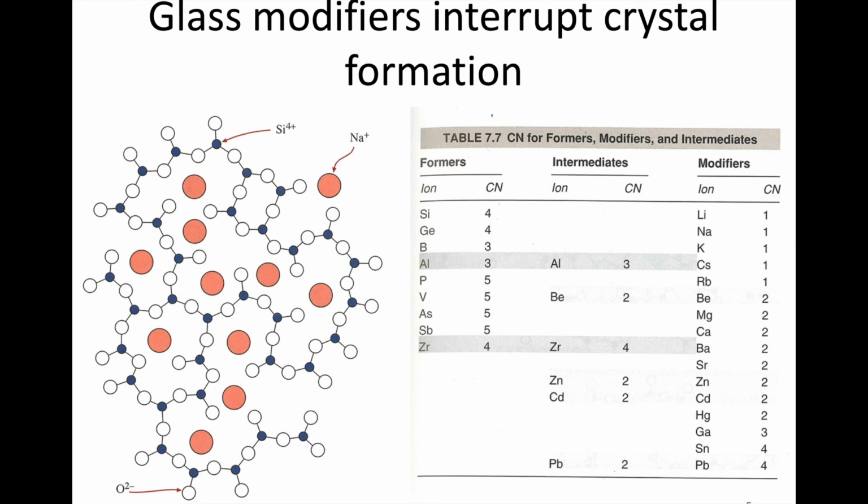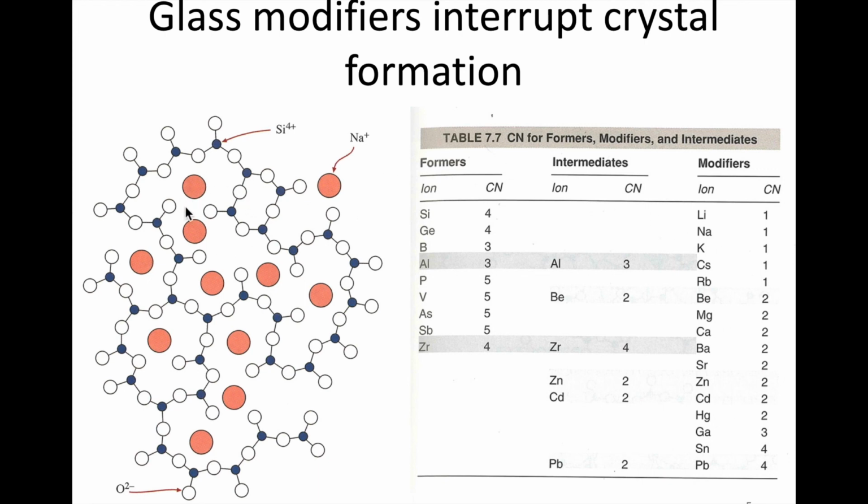All right, so to make glasses easier to form, we add things called glass modifiers. Basically those modifiers interrupt the crystal formation, so they make it easier to form an amorphous material as opposed to forming a crystal. This table from another textbook, table 7.7, lists the various modifiers and other things that we'll talk about. Modifiers are things like lithium, sodium, potassium, cesium, calcium. These are all things that modify the structure.